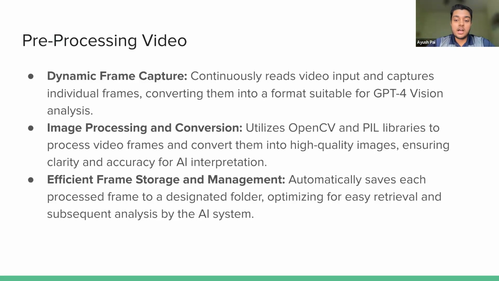best for GPT Vision. So what we're doing is it begins with dynamic frame capture, which is an ongoing process where video input is continuously read. And then we have image processing conversion, like OpenCV and Pillow libraries, that really refine these frames. And finally, efficient frame storage management is where the system organizes its processed frames, and each frame is methodically stored into a designated folder, which allows for a really swift retrieval and subsequent analysis by the AI system. And this organization is really important when we get to the next steps here.